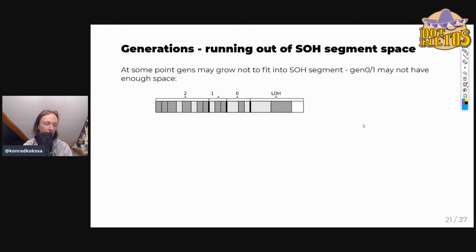Okay, and then one more scenario, which is touching the physical organization of generations. At some point in time, we can run out of the small object heap segment, obviously, because if we allocate a lot of objects, and we can even need a lot of them, because obviously we need some objects, so keeping objects in memory is not a bad thing.